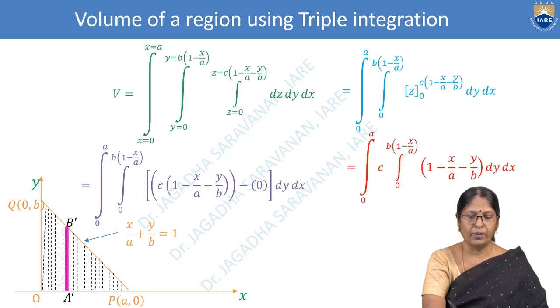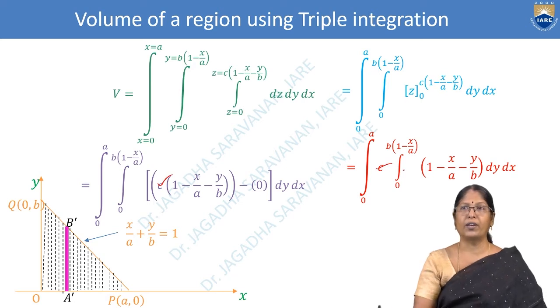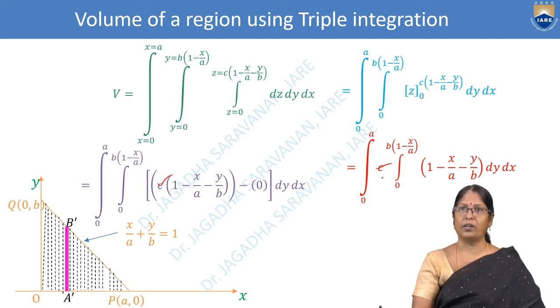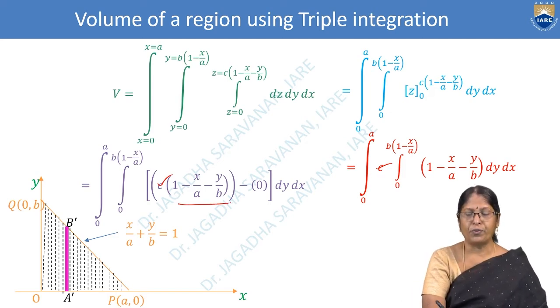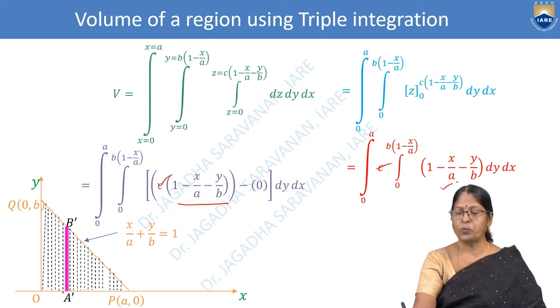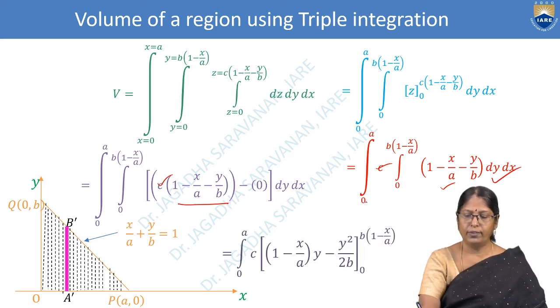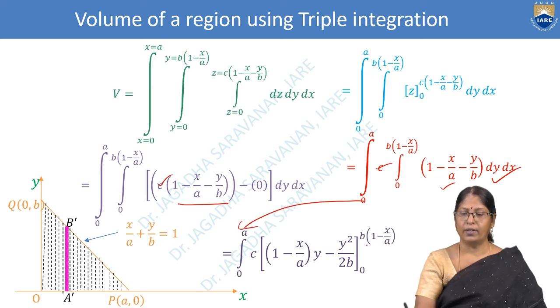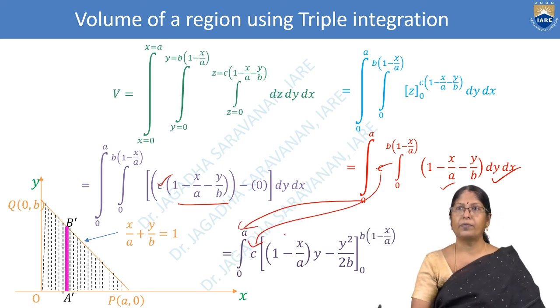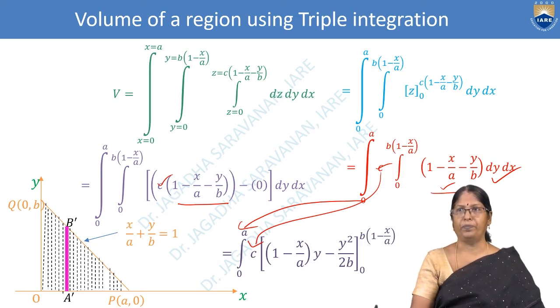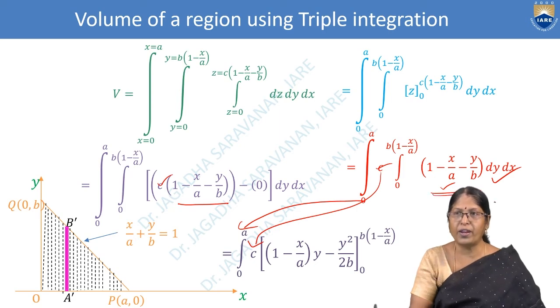After applying the limits, c we have taken before the integral, as it is treated as a constant. That is the reason we kept it before the integral. So the leftover is (1 − x/a − y/b) dy dx. Now the c is written. Here you can see dy, so we have to do the integration with respect to y.